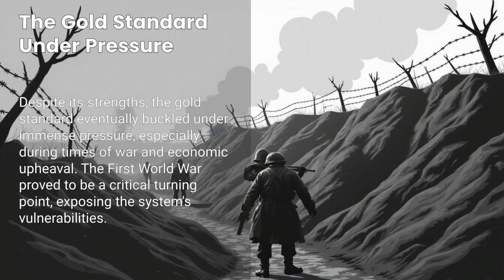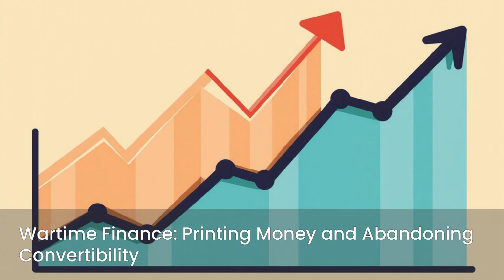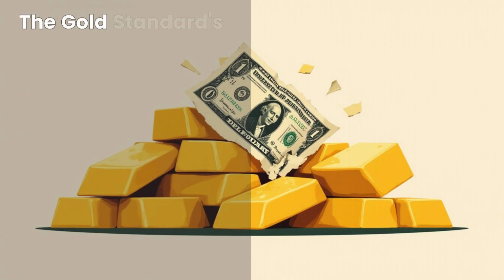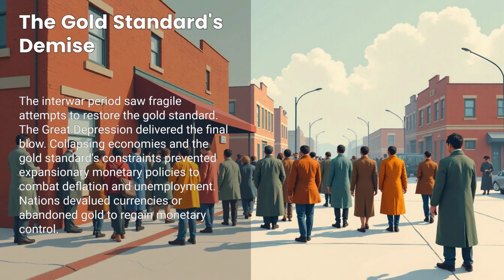The First World War proved to be a critical turning point. Financing the massive costs of war often required governments to print more money than their gold reserves could support. Countries temporarily abandoned convertibility to fund their war efforts, leading to inflation and disrupting the fixed exchange rate system. The interwar period saw attempts to restore the gold standard, but these efforts were fragile. The Great Depression delivered the final blow.